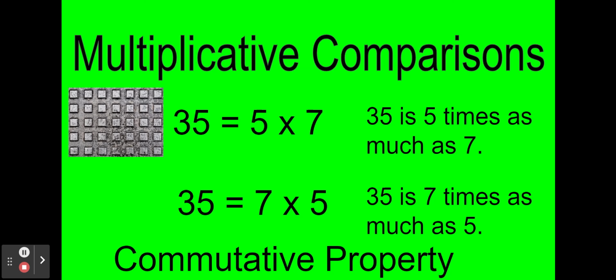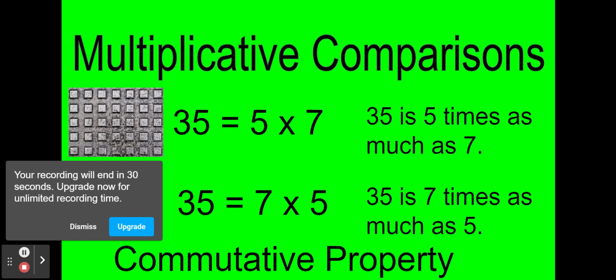So today, when you go to make multiplicative comparisons, it does not matter to me if you look at the row first or if you look at the column first with arrays, or if you write one factor before the other. As long as your answer is the right answer, you've got it correct. So that's because of the commutative property of multiplication. It does not matter which order you write your factors in.